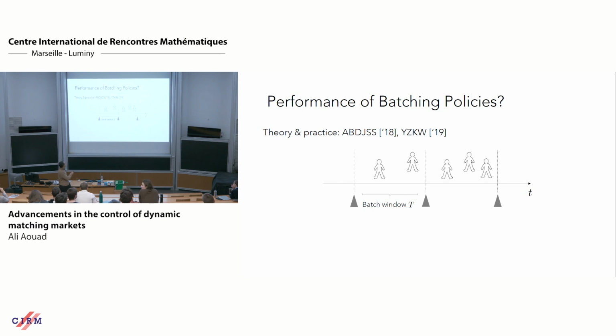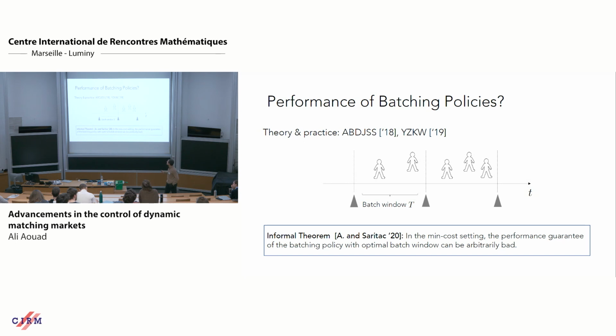And here, the critical parameter is, of course, the batching window. If you wait longer, you can accumulate more agents, and you can hope to achieve higher quality matches. But if you wait too long, there is a risk of abandonment, as agents start leaving the system, because the abandonment cost will grow. So you have to tune these two quantities appropriately.